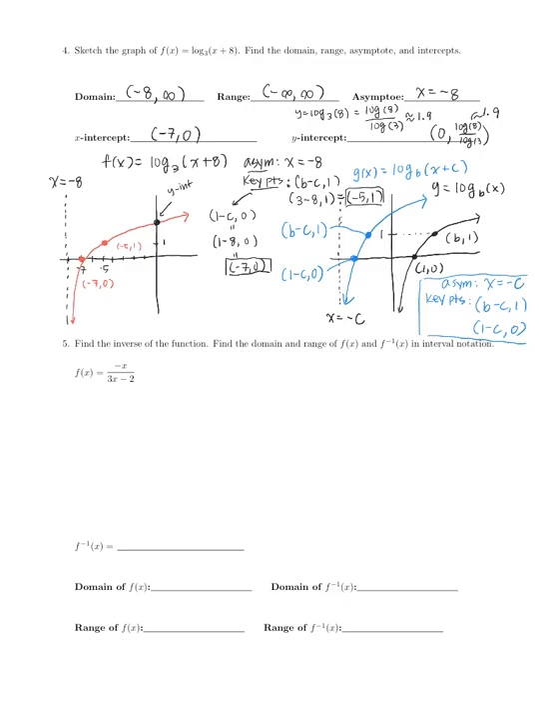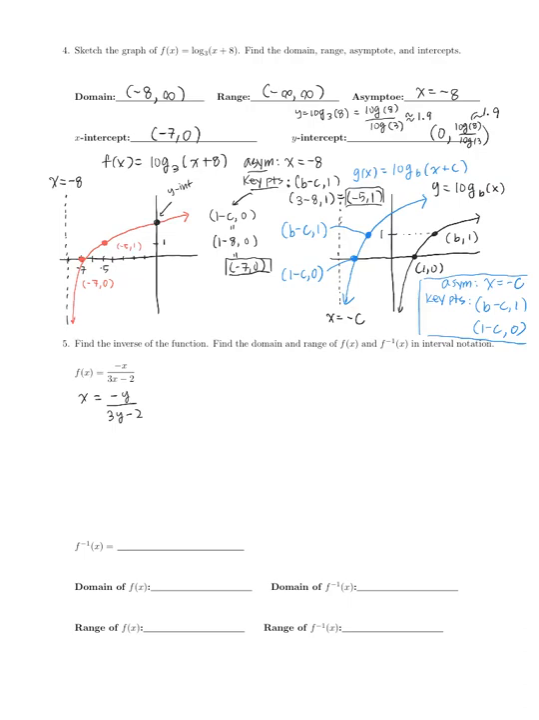Okay, so let's go with number 5. Find the inverse of the function. Find the domain and range of f of x and f inverse of x in interval notation. All right, so let's get to work. So first step is what? Interchange the role of x and y. So f of x equals y. So what you need to do is change that to x equals negative y over 3y minus 2. And your job is to solve for y from there.